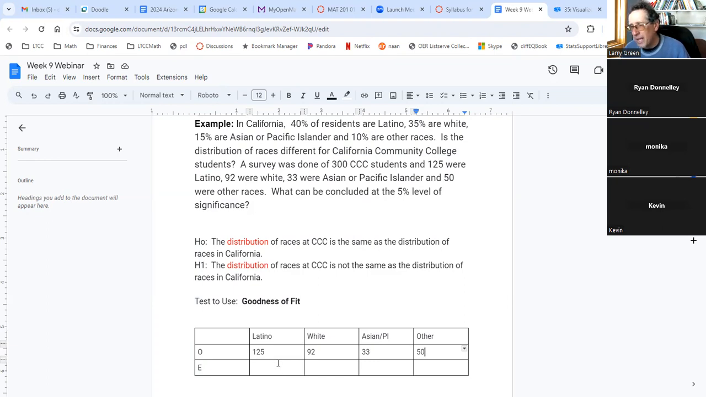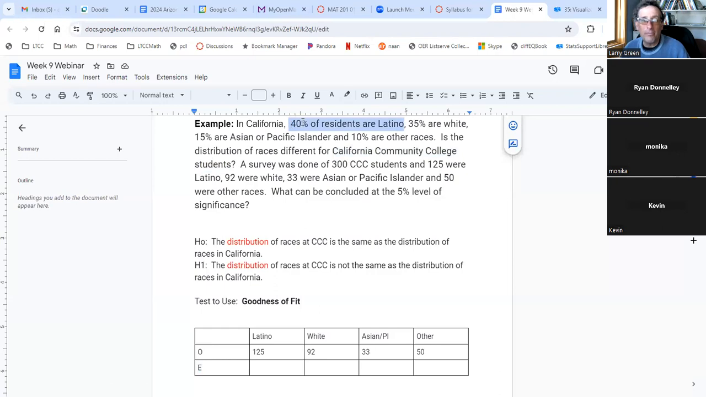To find the expected, when they say expected, we say, what would we expect had it been exactly what the known population was? The known population has 40% Latinos. That's California. So if the community college system had exactly 40% Latino residents, and we observed exactly what we would expect, then how many would we expect?